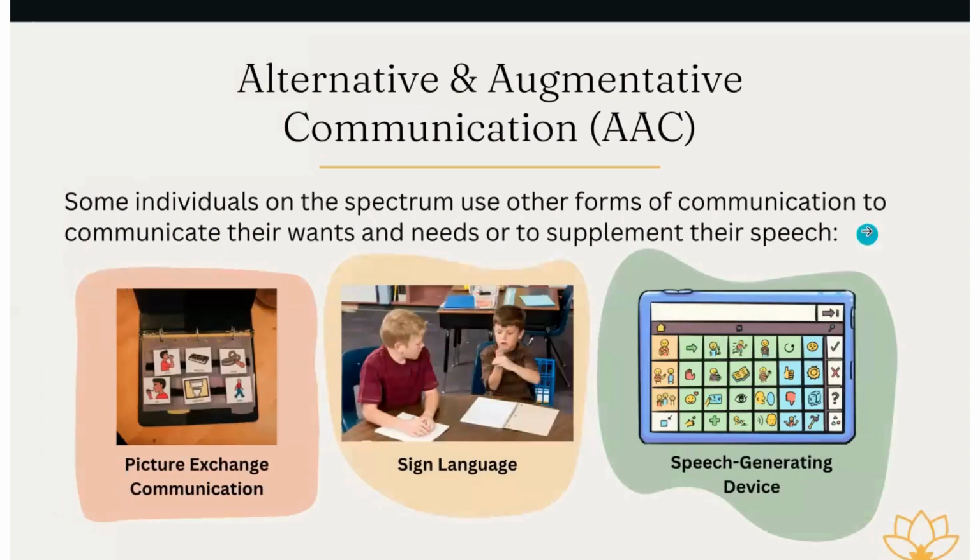So there's also augmentative and alternative communication. The acronym for that is AAC, which is what a lot of people hear rather than the description, but AAC stands for augmentative alternative communication. So some individuals on the autism spectrum use other forms of communication to communicate their wants and needs or to supplement their speech. So some use PECS, picture exchange communication.